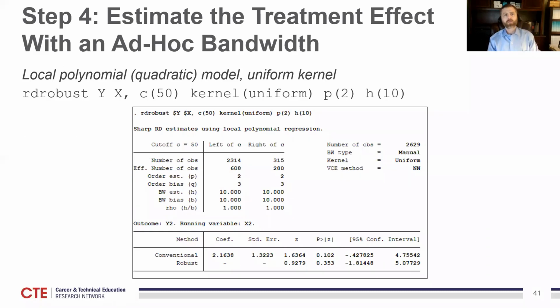This next example estimates the model using the same RDD Robust command. All the arguments are the same, except here we've changed the type of model we're using from a linear model to a quadratic. So you see that P argument is the order of the polynomial. So the 2 there means that we're including an R squared term in that model.